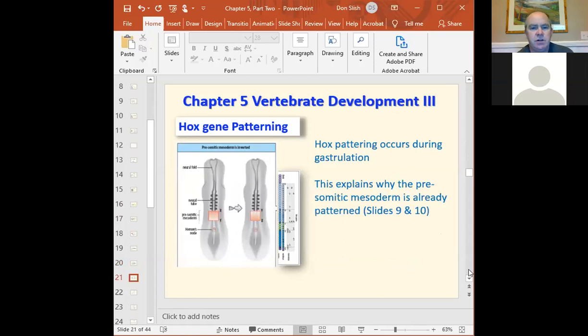Hoxerator. So keep bringing this up. So again, you flip that over. What you're doing is flipping the Hox gene expression, and so they end up backwards.